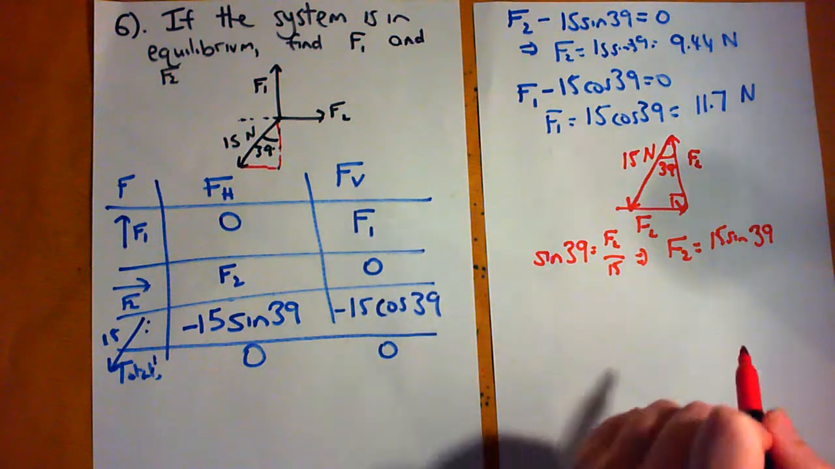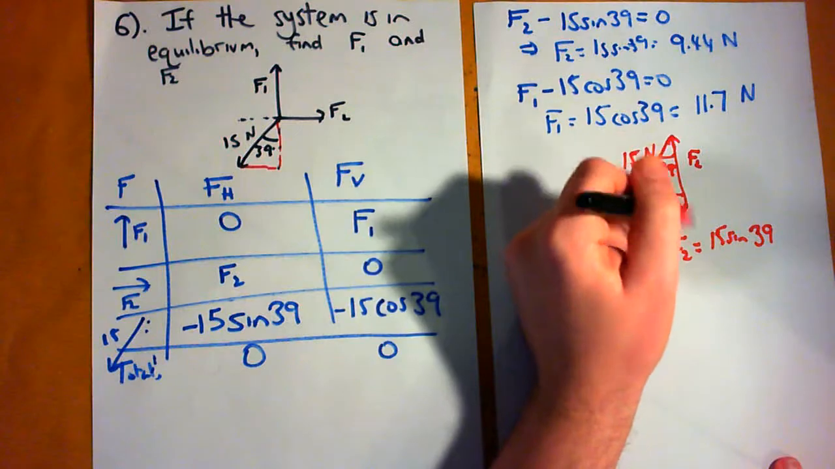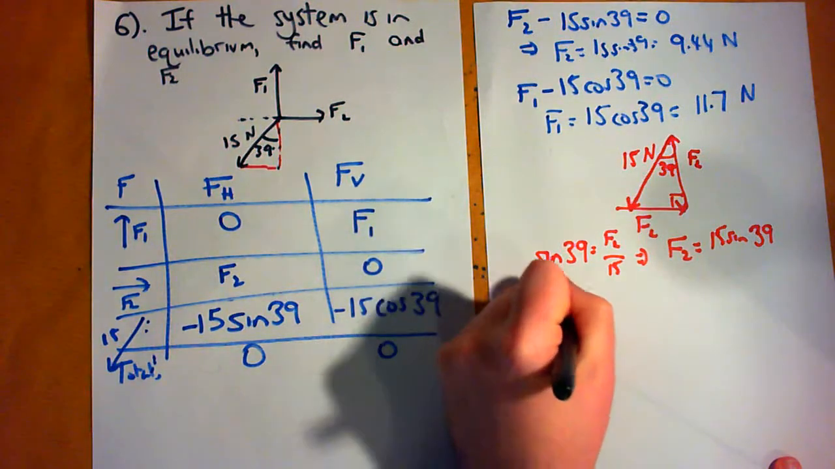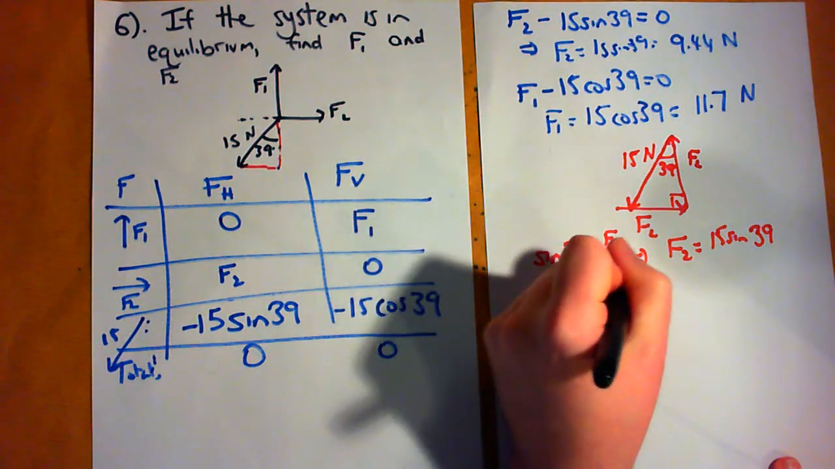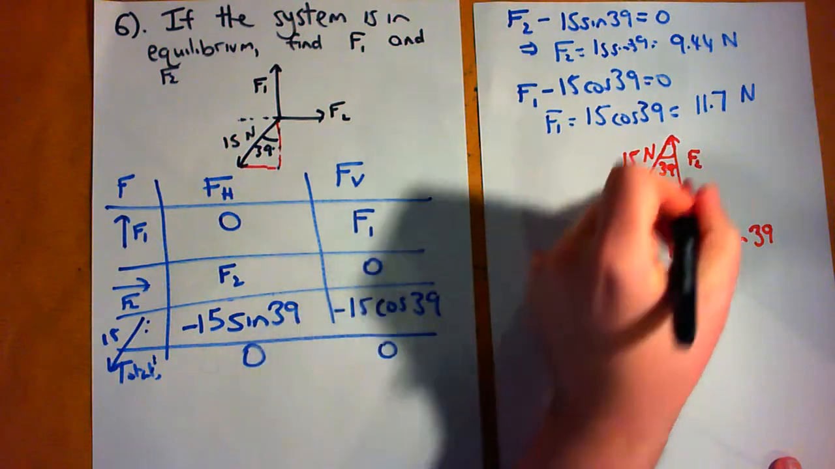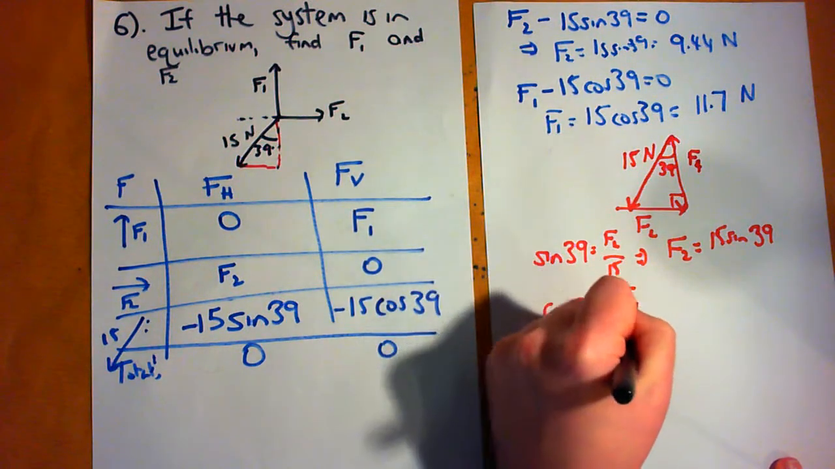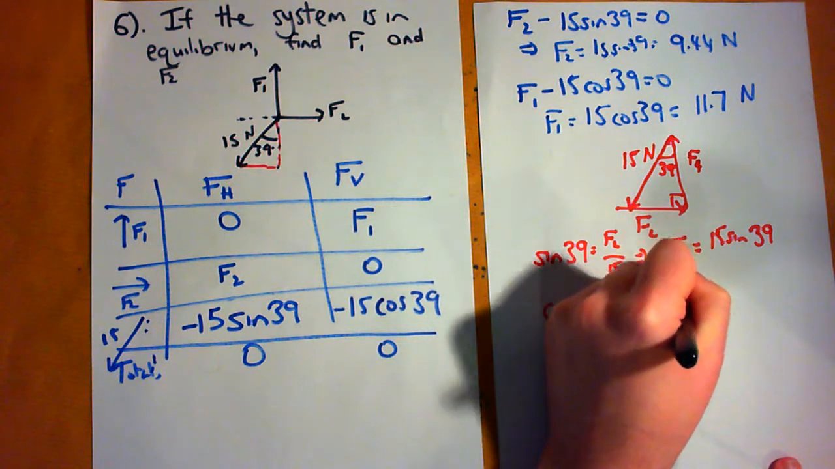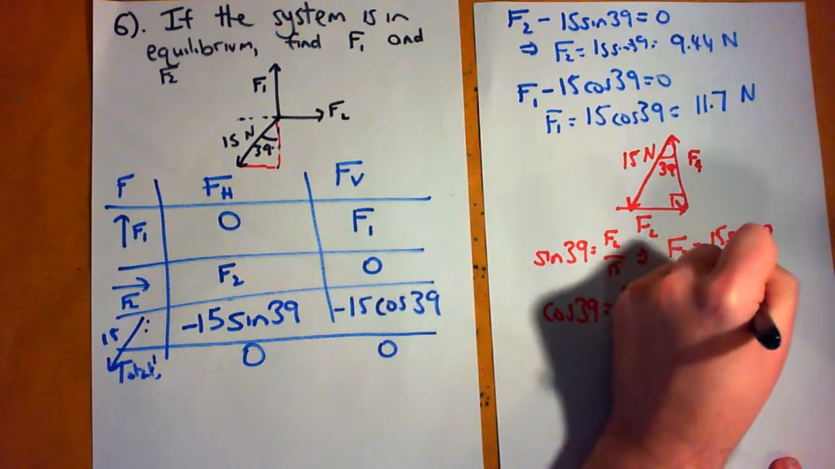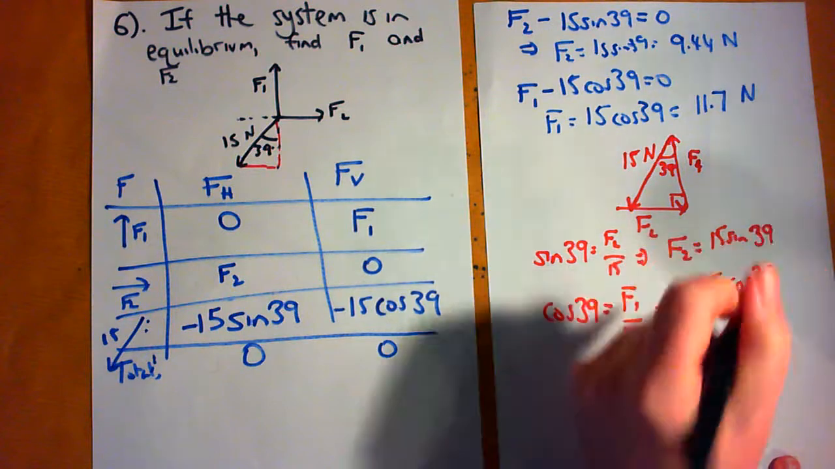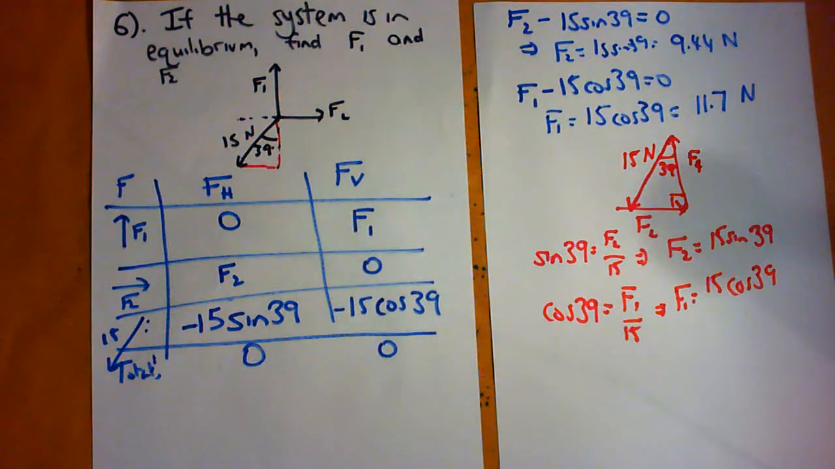And for the cosine case, cosine of 39 equals the adjacent, which is F1, over 15, so therefore F1 equals 15 cosine 39, which, as we calculated before, was 11.7.